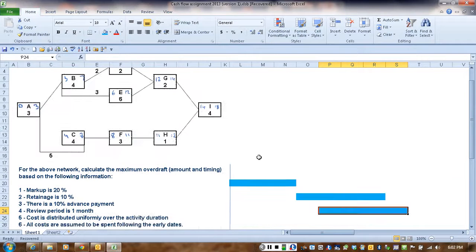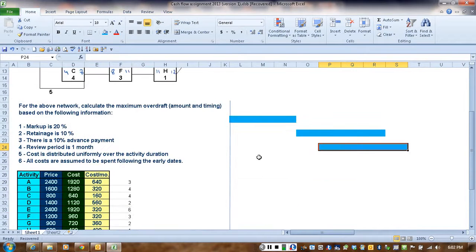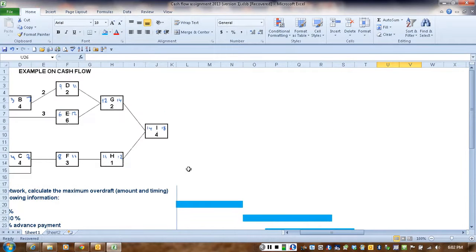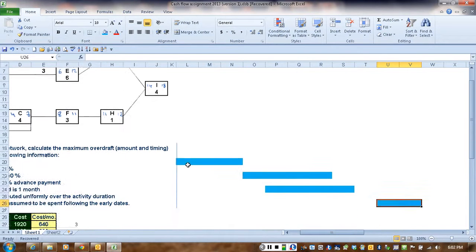Activity D from 9 to 11. So here is D, 9, 10, 11. Actually it's just 2. So from 9 to 11. Activity E from 6 to 12.